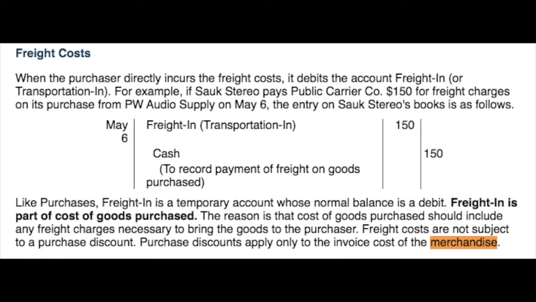So like purchases, freight in is a temporary account whose normal balance is a debit. Freight in is part of the cost of goods purchased. The reason is that the cost of goods purchased should include any freight charges necessary to bring the goods to the purchaser. Freight costs are not subject to a purchase discount, and purchase discounts apply only to the invoice cost of the merchandise.